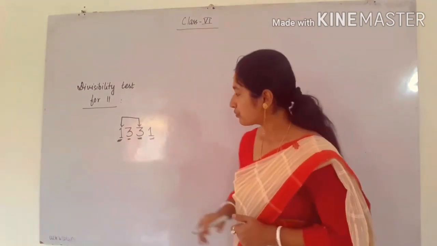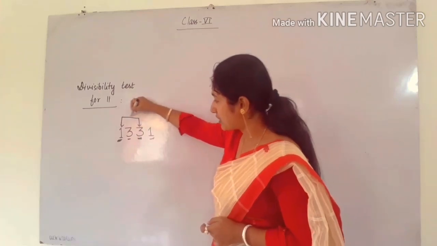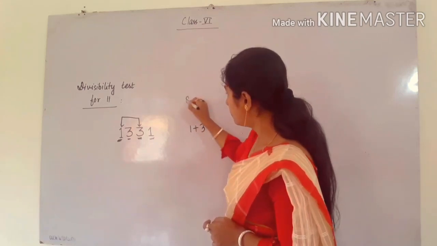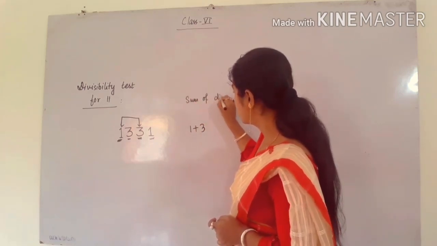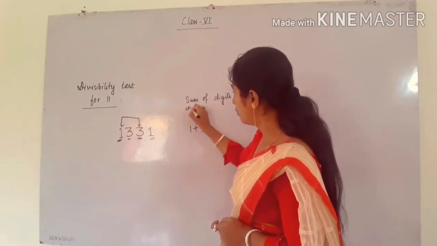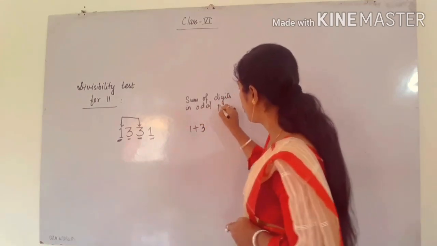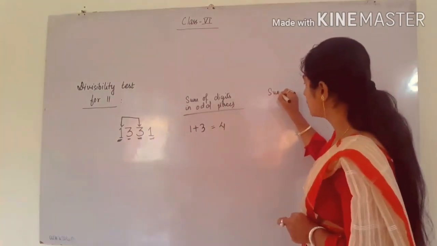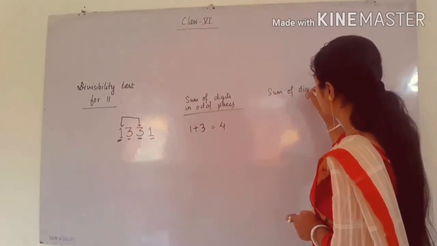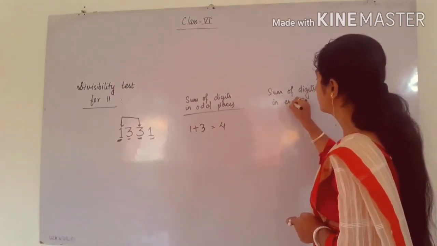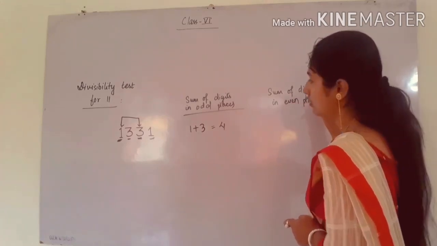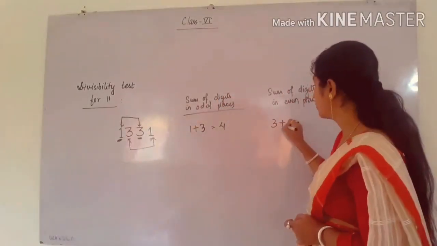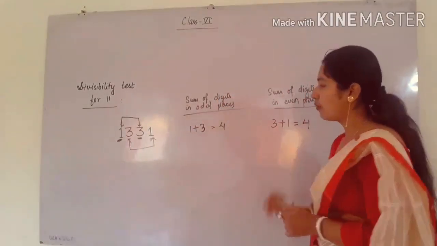So what you have to do? You have to add the two numbers present in odd places, that means 1 plus 3. So you have to write the sum of digits in odd places, which is 4. Next we have to check the sum of digits in even places, which is 3 plus 1, again equal to 4.